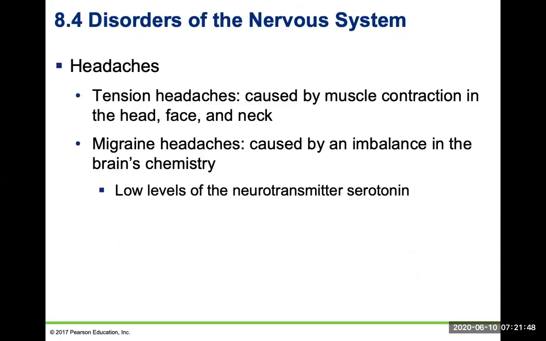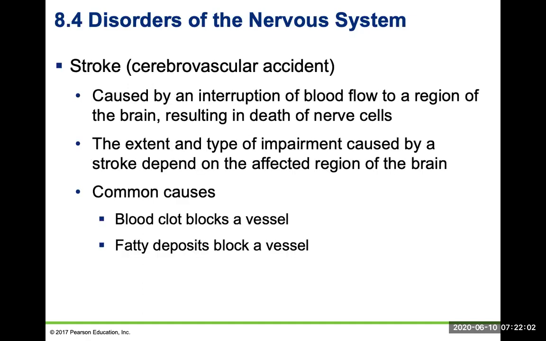Headaches, we have tension or migraines. Tension headaches are caused by muscle contraction in the head, face, and neck. And migraine headaches are actually caused by an imbalance in the brain's chemistry, usually by low levels of the neurotransmitter serotonin. A stroke is a cerebral vascular accident, and it's caused by an interruption of blood flow, usually due to a blockage to a region of the brain, resulting in death of nerve cells.